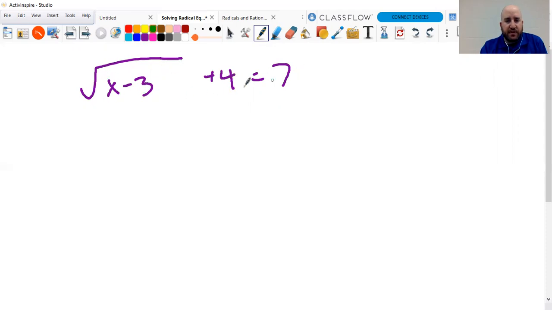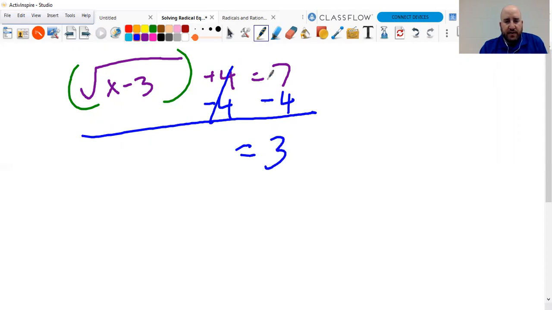Square root of x minus 3 plus 4 equals 7. Got to get this square root of x minus 3 by itself. But now I have this plus 4. So it's still algebra, okay? It's still algebra. I'm going to subtract 4 on both sides. I don't know why I changed colors. I should have kept green. Doesn't matter.